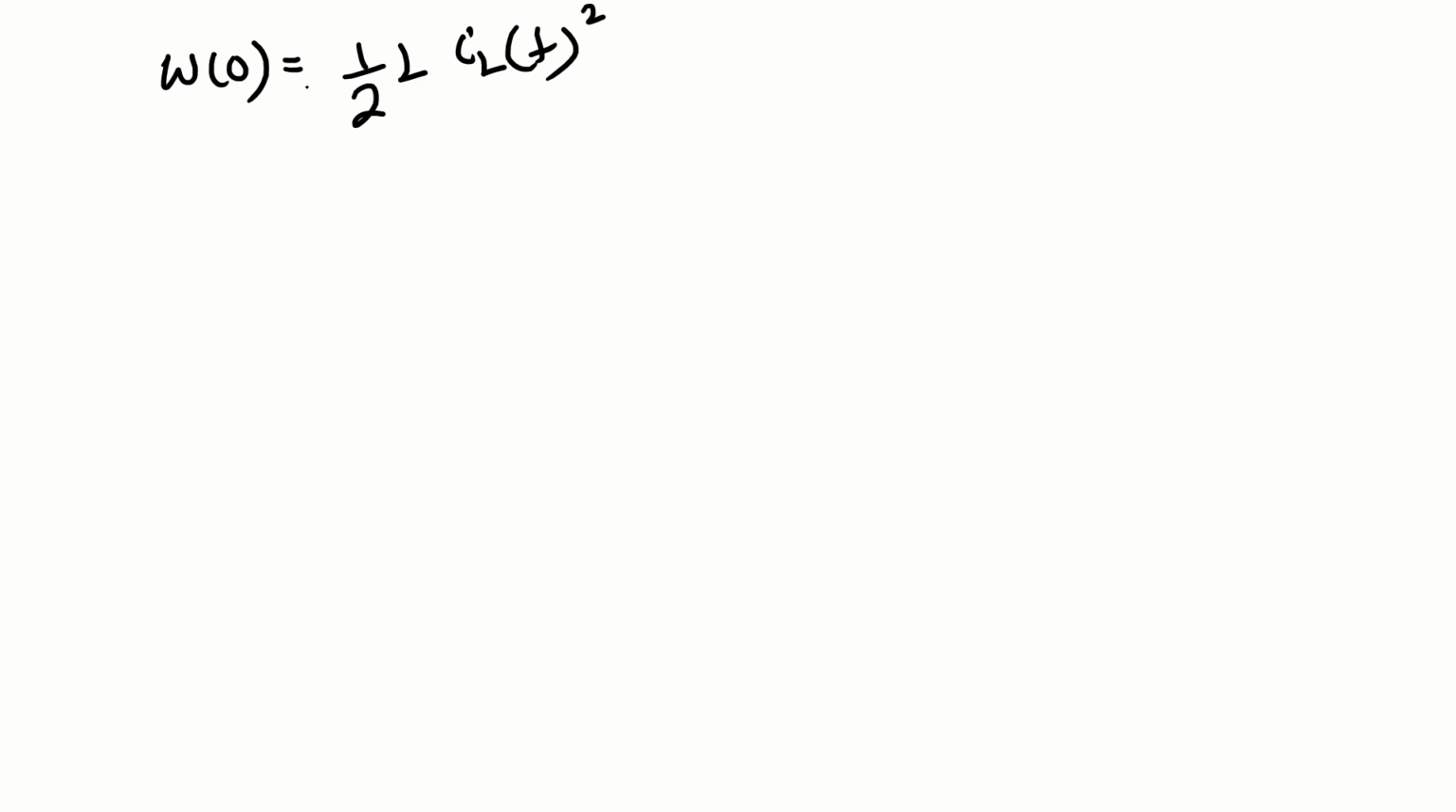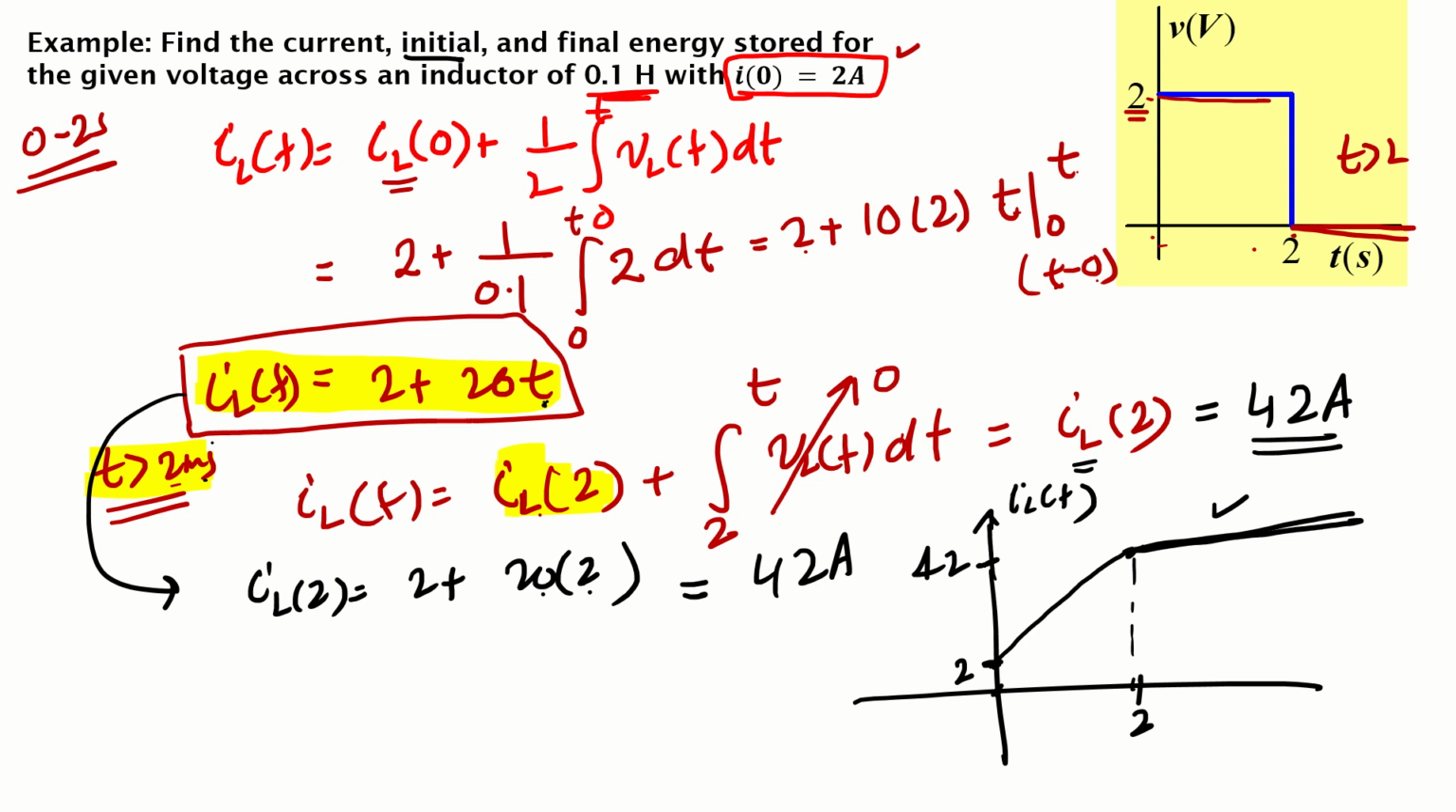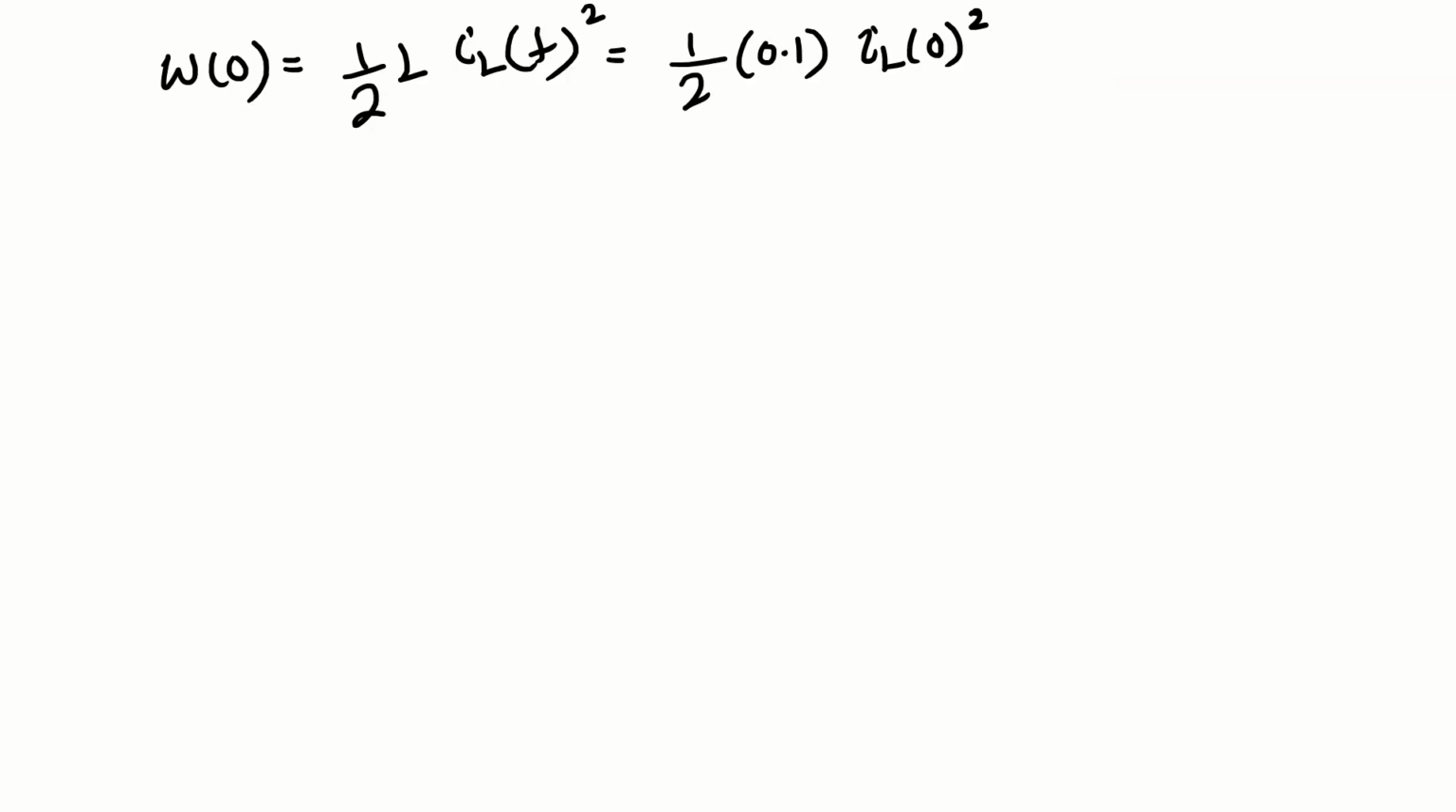For this case, we are going to calculate at t is equal to 0. So that will be half L. L is what? 0.1. Current at 0 squared, right? So what is the current at 0? If you look at our formula, this is the expression for 0 to 2 millisecond. At 0, what is the current here? 2. If you put t is equal to 0 here, 20 times 0 is 0. So the current at 0 will be 2. So we can plug in this number here.